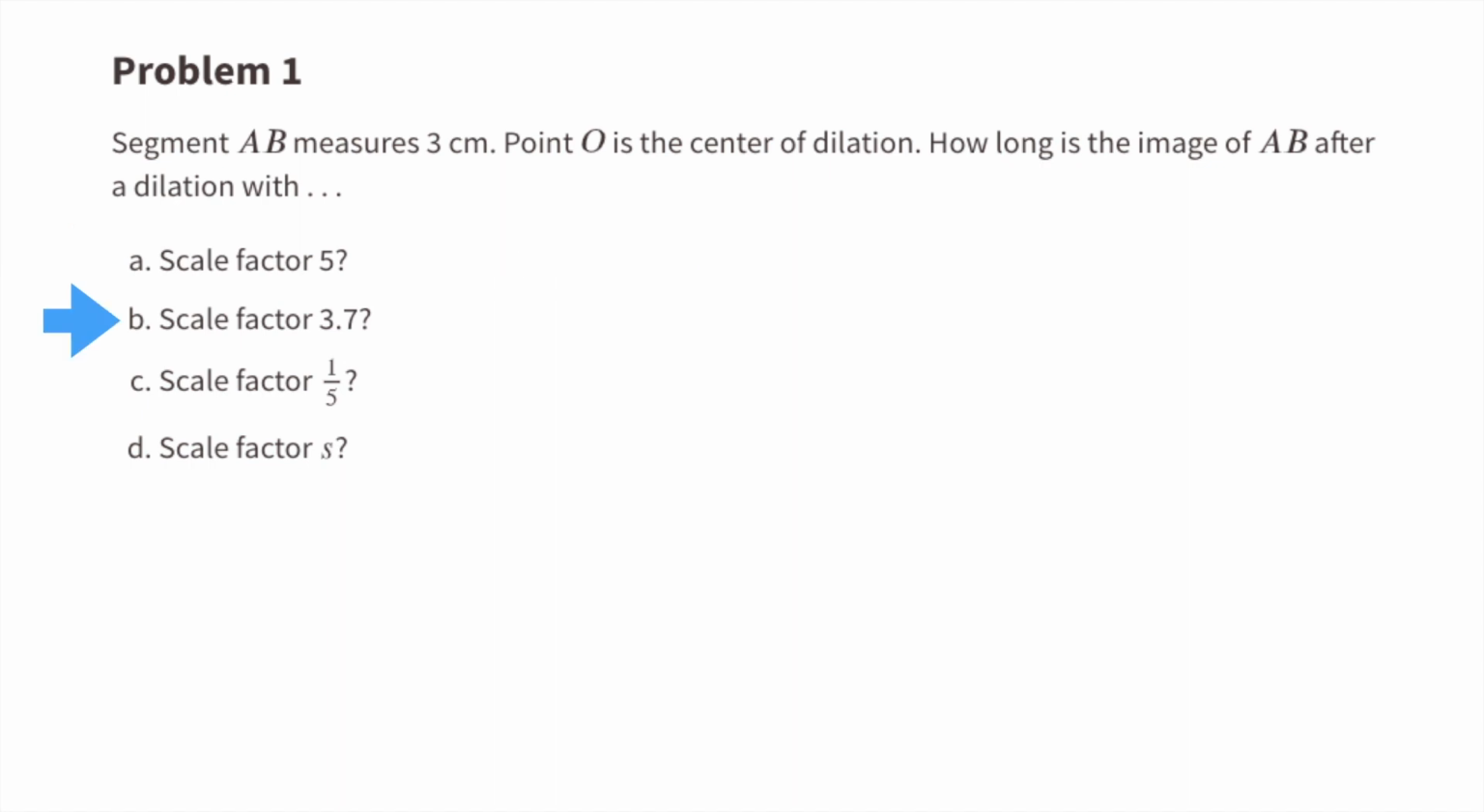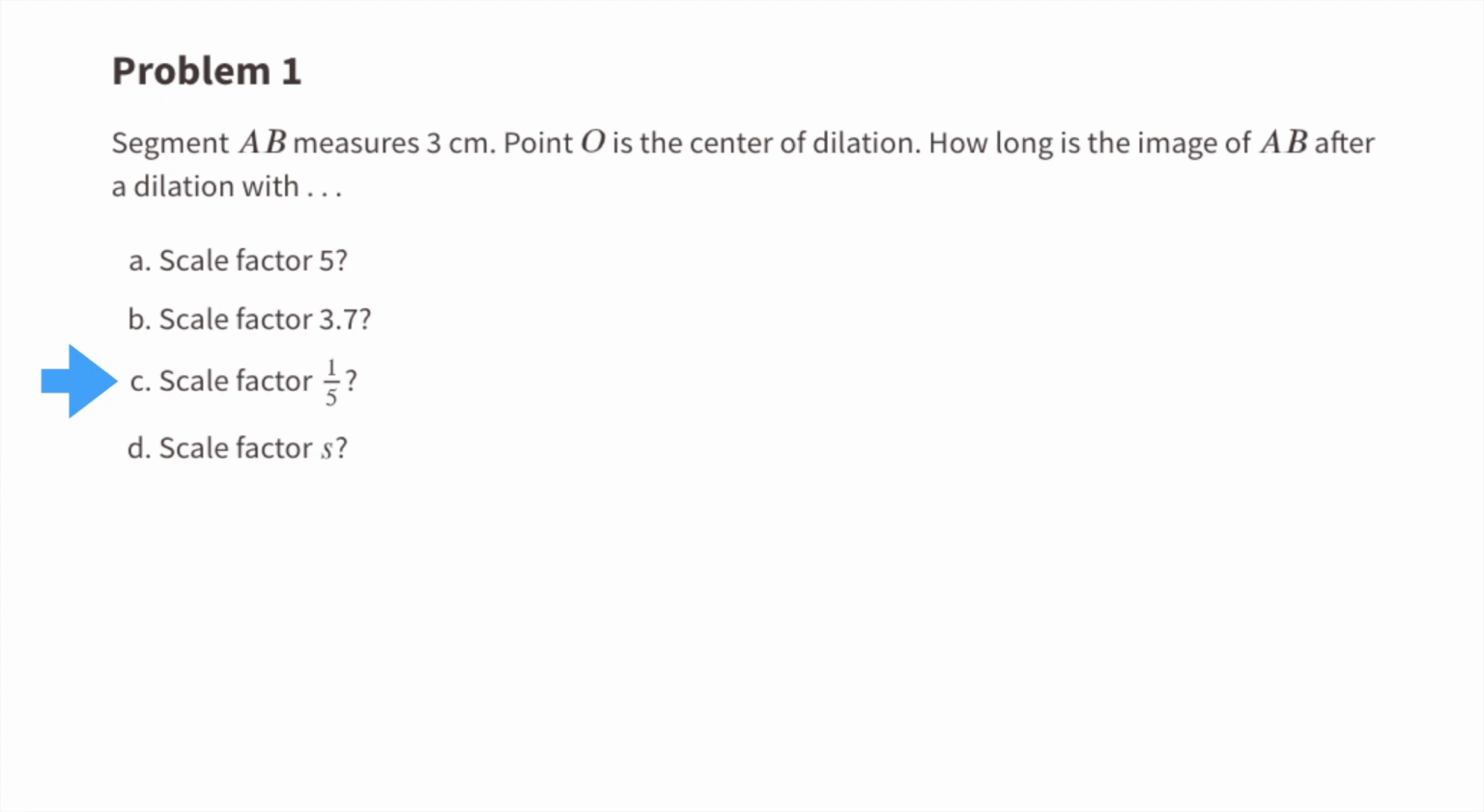B. How long is the image of AB after a dilation with a scale factor of 3 7/10? 3 centimeters multiplied by 3 7/10 equals 11 1/10 centimeters. So the image of AB after a dilation of 3 7/10 would be 11 1/10 centimeters.